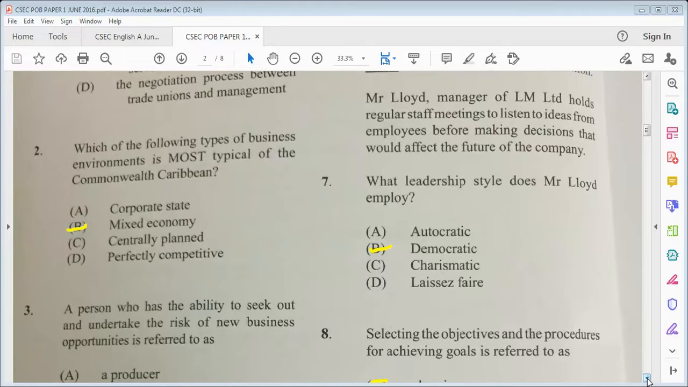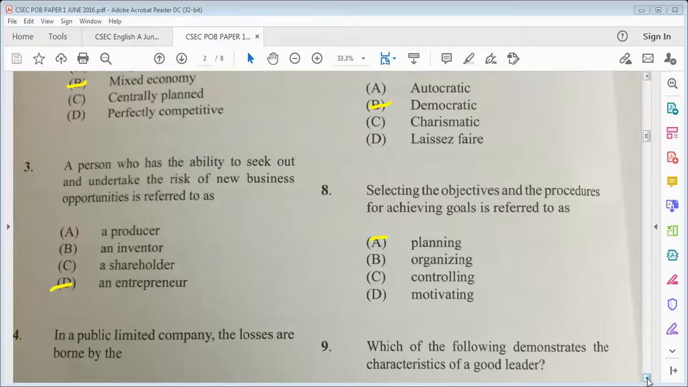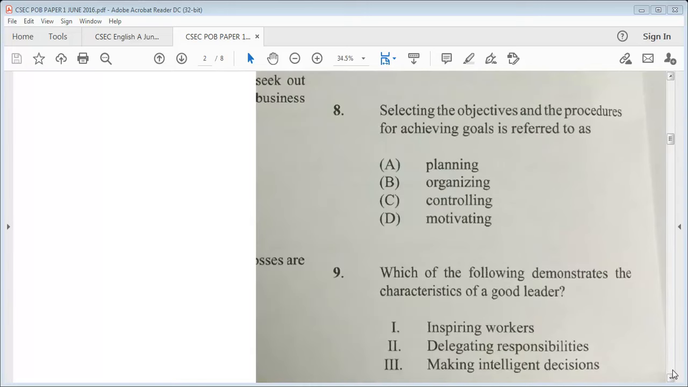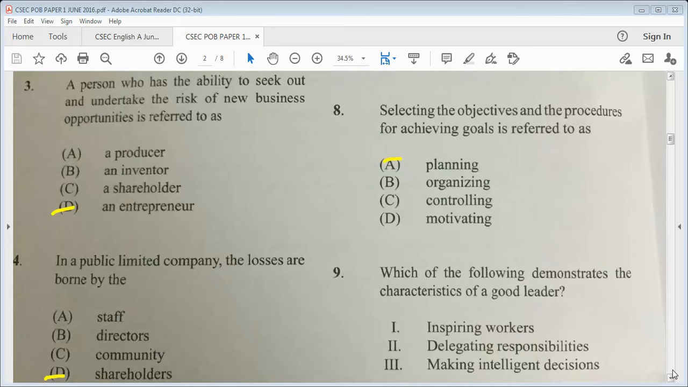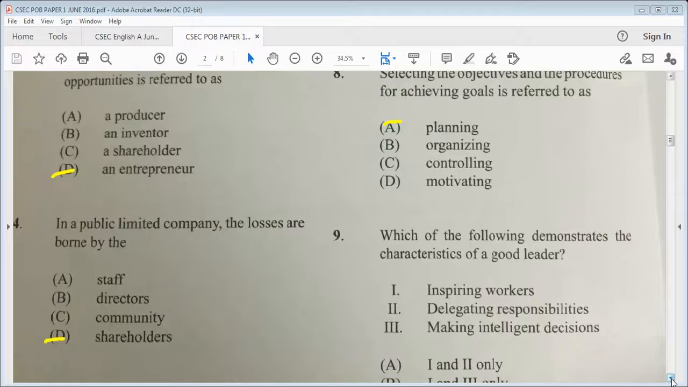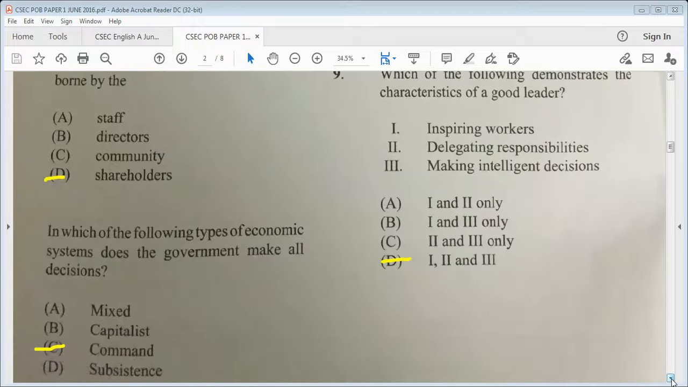3 says, a person who has the ability to seek out and undertake the risk of new business opportunities is referred to as D. An entrepreneur. 4 says, in a public limited company, the losses are borne by the D. shareholders.